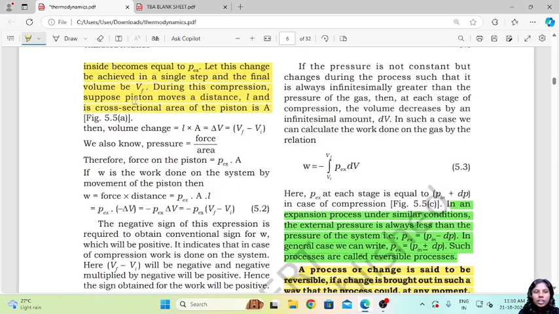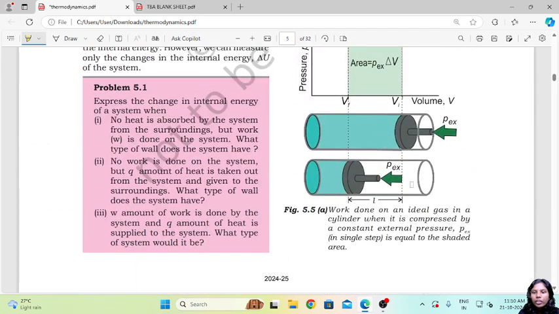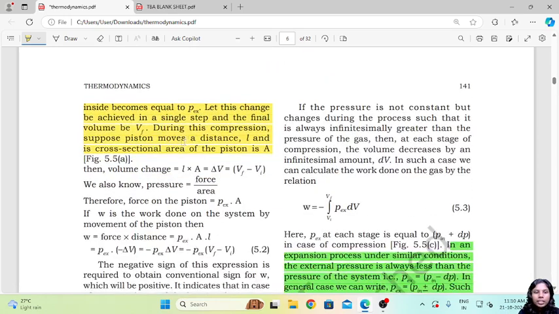So let this change be achieved in a single step and the final volume be Vf. So now what we have done, we have exerted some pressure and the volume has reduced, and we have the final volume, that is Vf.